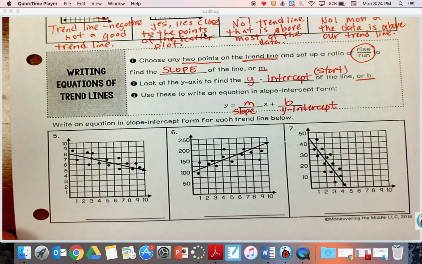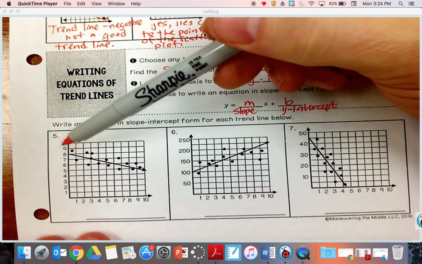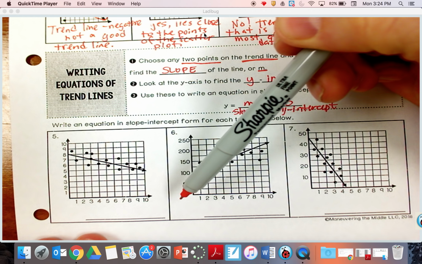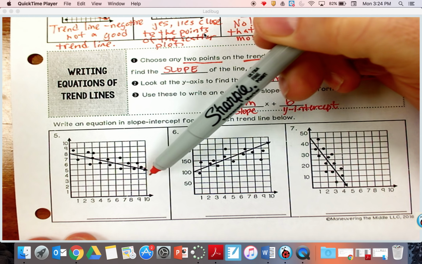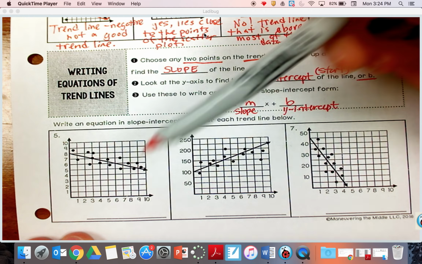So here's our first one that we have, our first line. This is a good trend line because it's following the trend of our data. It's going through the middle of our points there. It's close to most of our points, so we can write the name or the equation for this trend line. So what we need to do first is find our starting point, which is our B. Where is it on our y-intercept? Where does it cross our y-axis? And here's our y right there. Well, I notice right here that it crosses at 8. So my y-intercept is at 8.